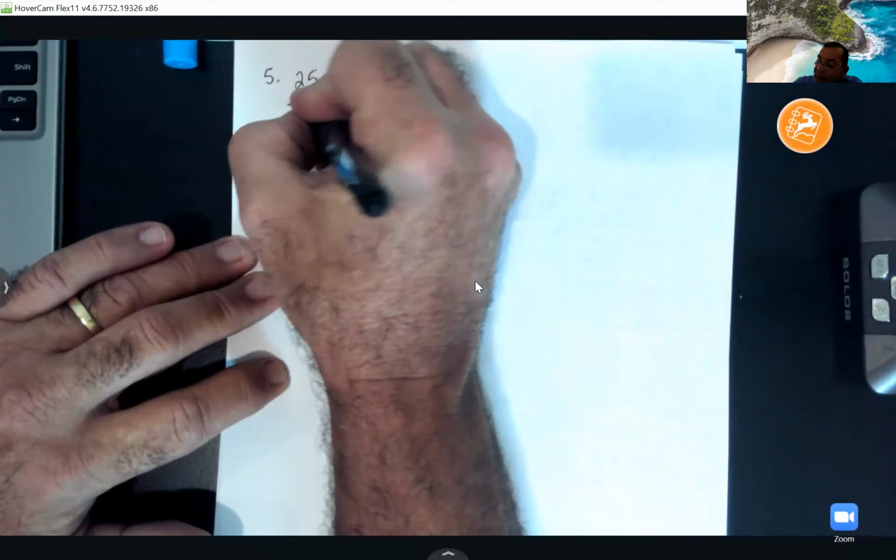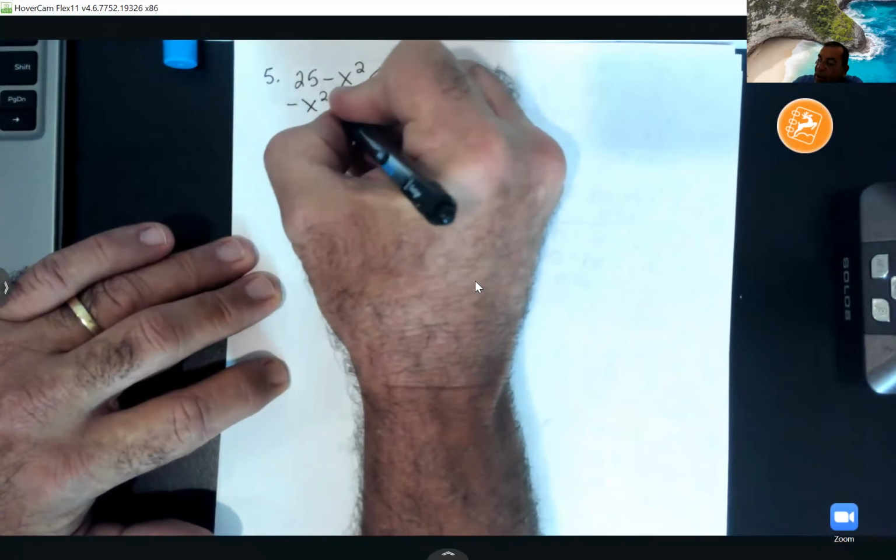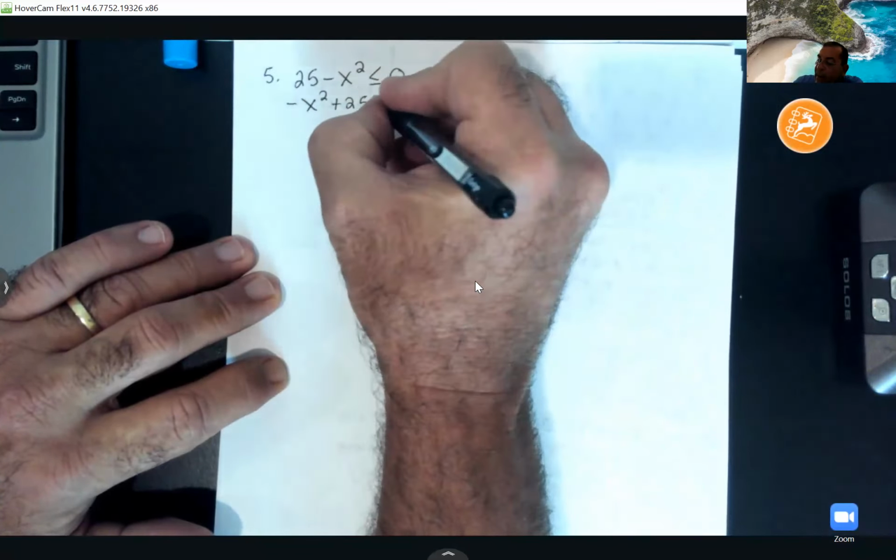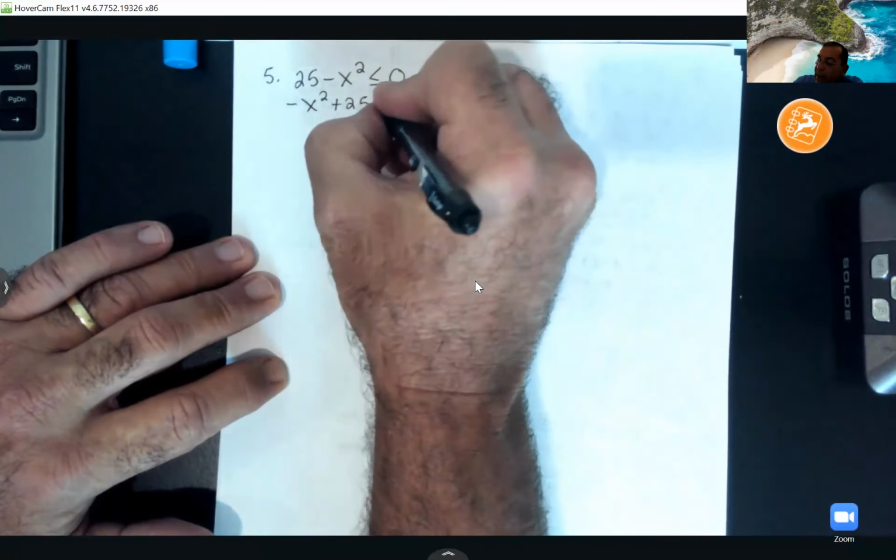So 5 is 25 minus x squared less than or equal to 0. So once again, I'm going to try to solve it by factoring. So I need these in order. So I'm going to rearrange it so that I get a -x squared plus 25 equal 0.